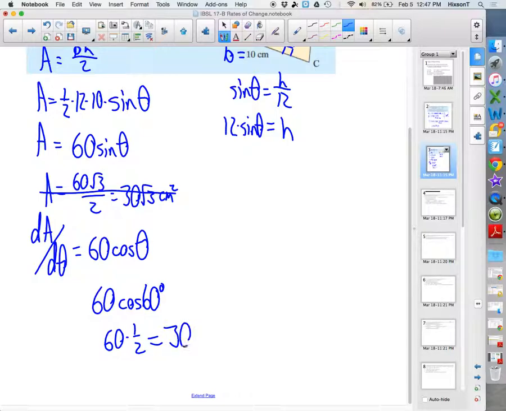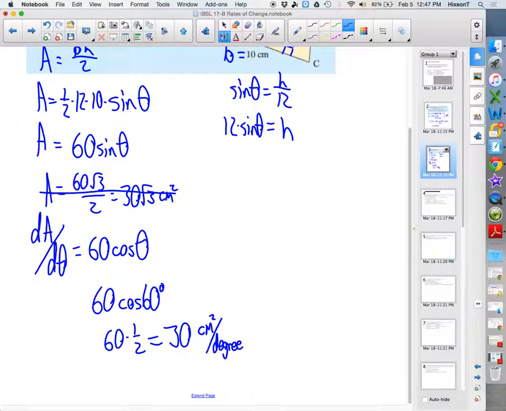30. And then what would our units of measure be here? Look at our derivative. Area is on top. It'd be centimeters squared per degree. Centimeters squared per degree. That would be our unit of measure.